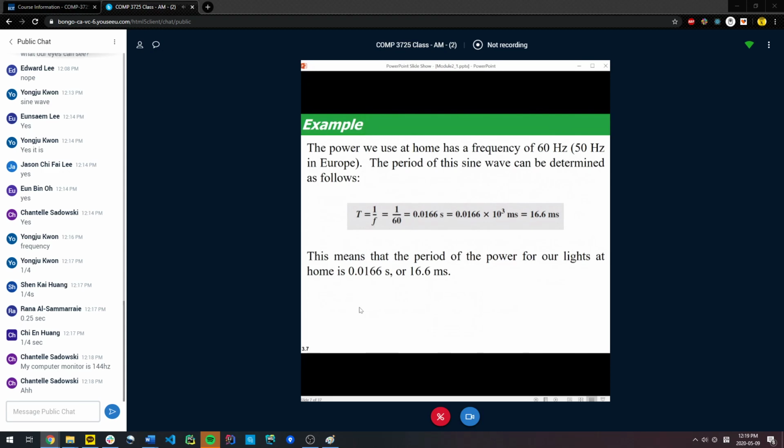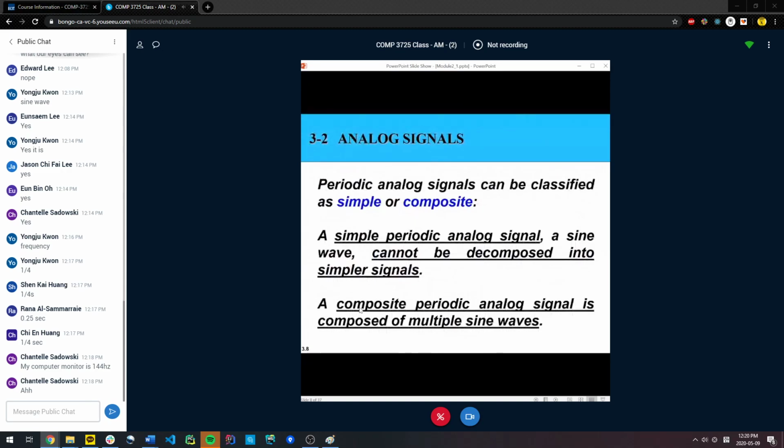But the point I want to drive here is this. If I tell you that the frequency is 60 hertz, then I can obviously find the period by taking 1 over 60, which in this case will result in about 16.6 milliseconds. That means the period for the power, which is the AC coming in, each of these cycles takes about 16.7 milliseconds to complete. So that's the first thing that you need to know.